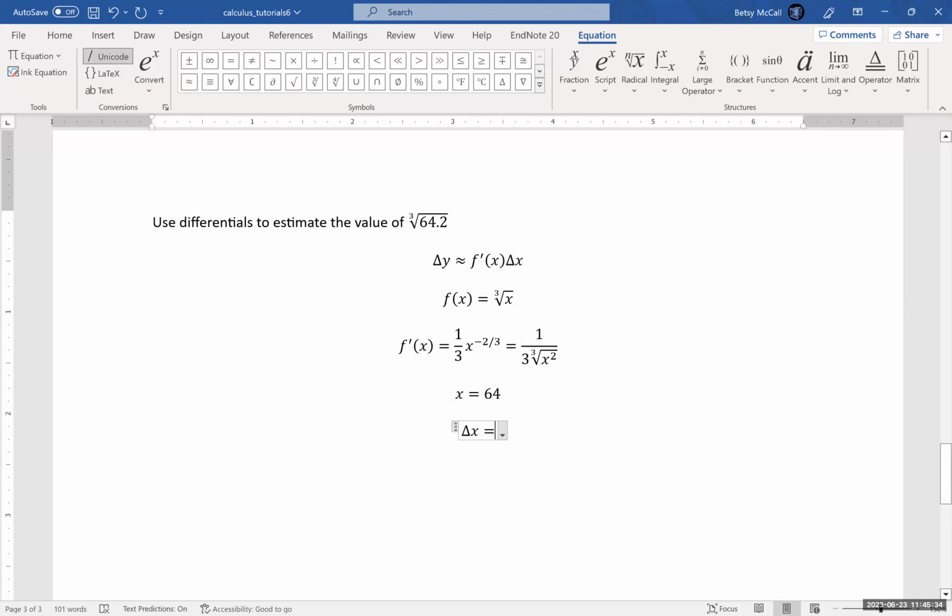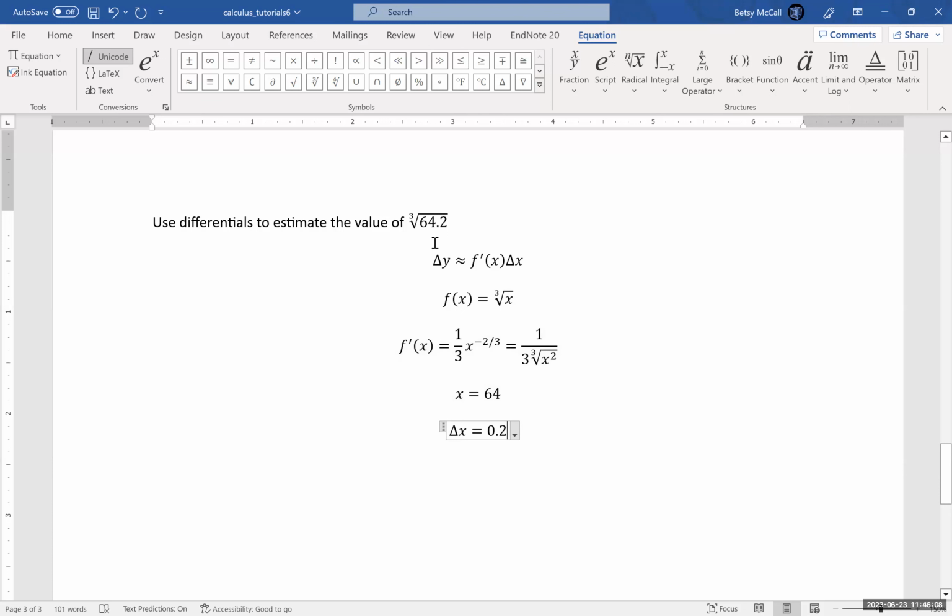Once we pick our nice value, we can determine whether the value we're going to estimate is larger than the number we picked to be our nice value, in which case delta x will be positive. If the number that we're estimating at is smaller, then we would have a negative delta x. 63.8, for instance, would be smaller and our delta x would be negative. But here we're estimating 64.2, and so our delta x is positive 0.2.